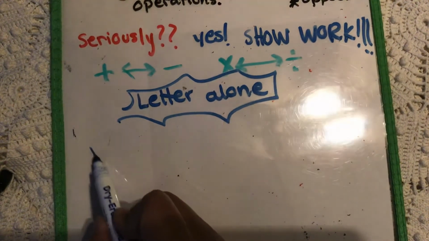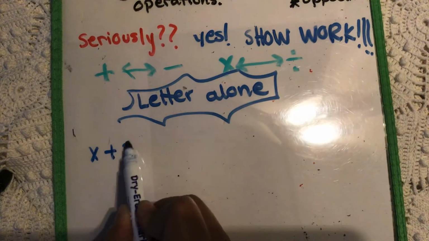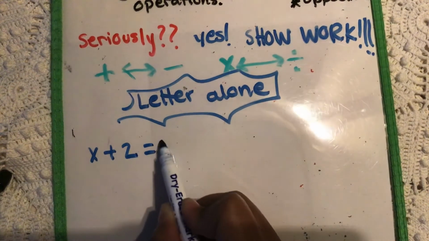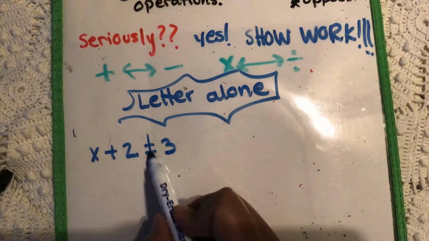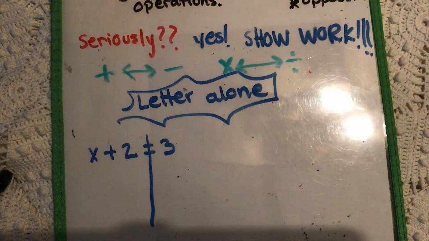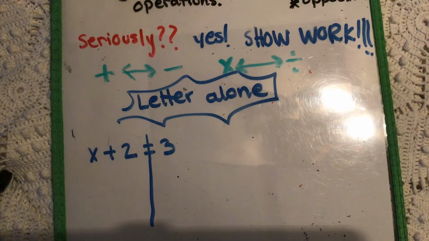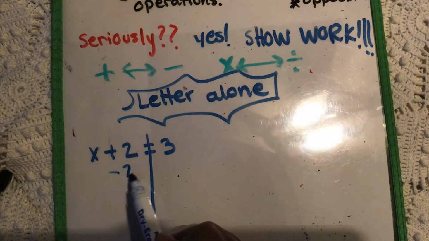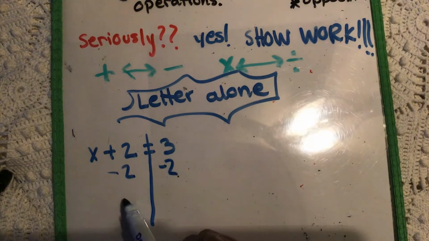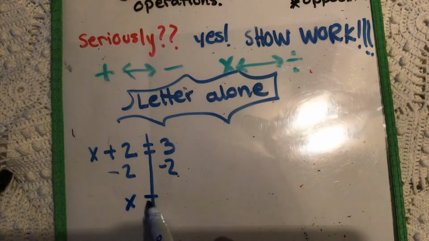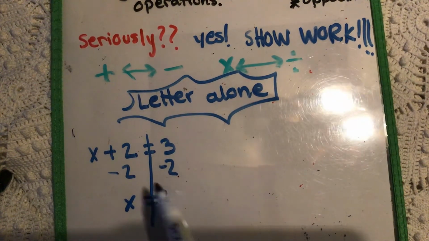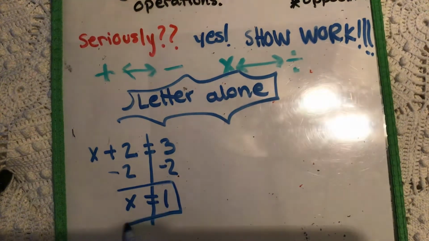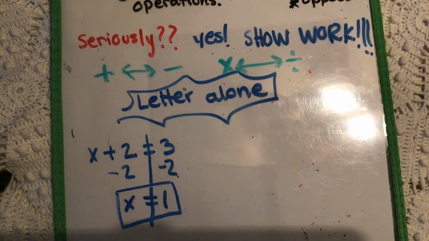So I'm going to start with x plus 2 equals 3. Your goal is to get the x alone. The opposite of a plus 2 is a minus 2. The x likes to be alone so that they can reflect on their math life.